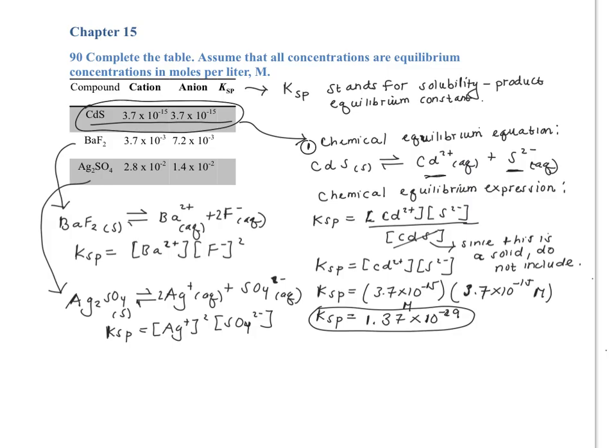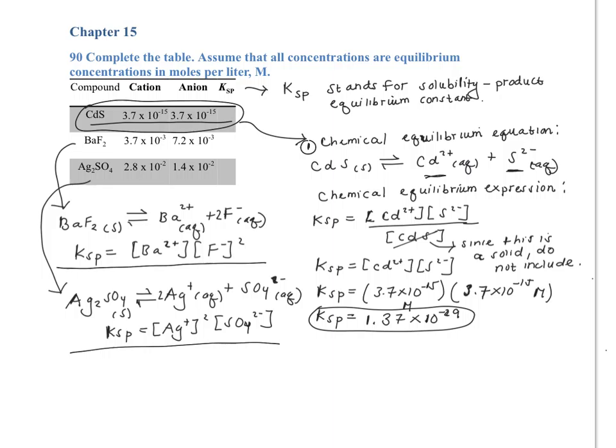Ksp is an equilibrium constant. Equilibrium constants have no units. Even though you may be tempted to put meter square and molar square, equilibrium constants do not have units, so keep it unitless.